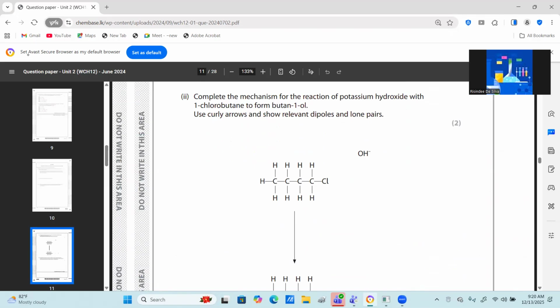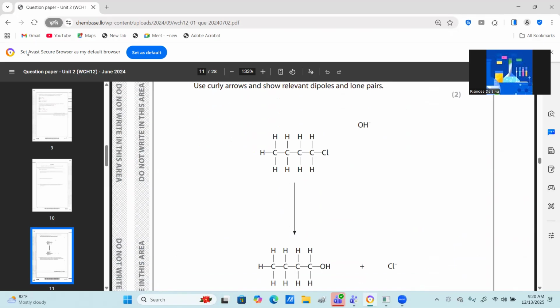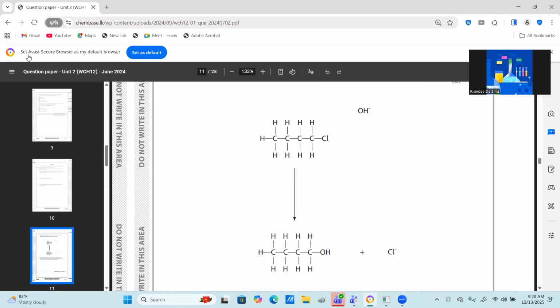Complete the mechanism for the reaction to form butanol. So when they ask you to draw the mechanism, children, remember that the reaction should always start from the polar bond. We know there is a big electronegativity difference in the C-Cl bond, as chlorine is more electronegative, and the more electronegative one will take the bond pair electrons towards its side. They will give marks for drawing the lone pair on the nucleophile. Then you have to show that the nucleophile will attack the partial positive carbon atom. This is how we have to draw the arrows.